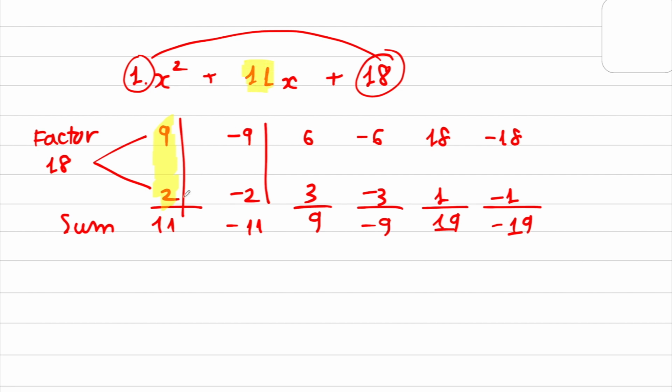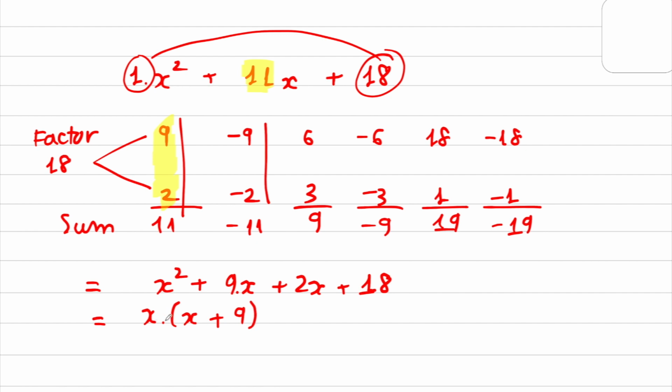This means 11 here. So the second step, I will separate 11x into 9x plus 2x here, and after that, it is possible to factorize this quadratic equation. The first two terms, x squared and 9x, have x as a common factor. Take x outside, you get x multiplied by x plus 9.